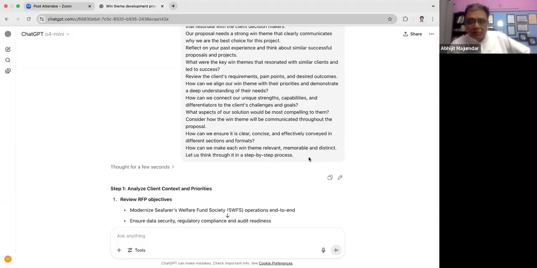Don't use it only to create that win theme or create that content. Use it for giving you 10 different ideas of win themes, and then using the 10 different ideas, create that one unique win theme which nobody has even thought about. That is the power of LLM. When you use it in that sense, you will see what difference you are making with generative AI.